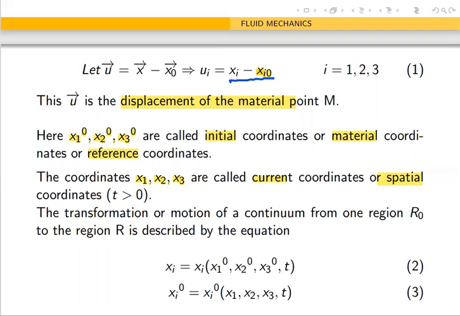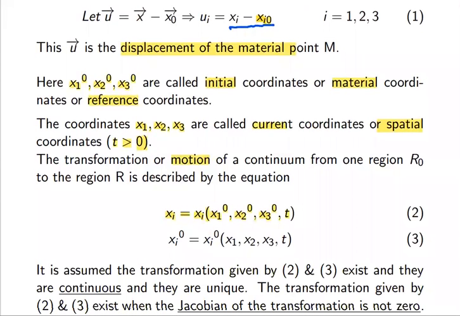And these spatial coordinates are definitely at t greater than 0. The transformation, in other words the motion of a continuum from one region R0 to R, is described by the following equations 2 and 3. Just look at equations 2 and 3. So what is equation 2? Equation 2 has ξ in terms of ξ⁰ and t. And equation 3 is ξ⁰ in terms of x1, x2, x3 and t.